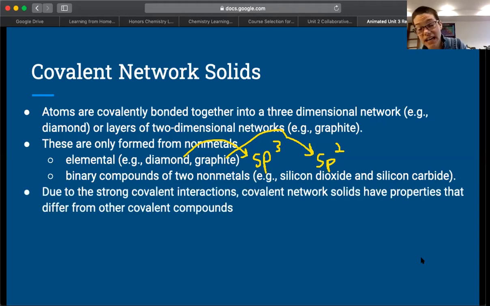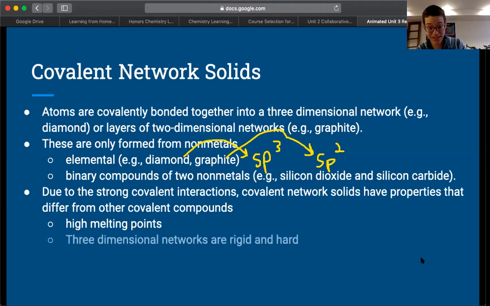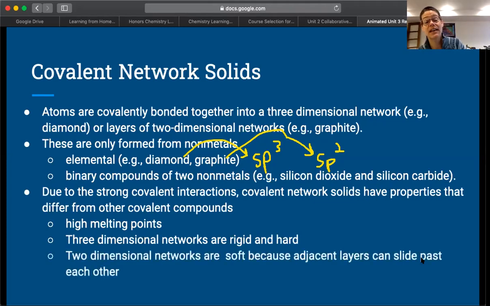These are not the same as little tiny compounds because they are very, very large structures. They have a much more pronounced set of properties. So they have very high melting points, and their three-dimensional structures are very rigid. And things like graphite, because they make just big sheets, can be considered very soft because it's like sheets of paper floating past each other.